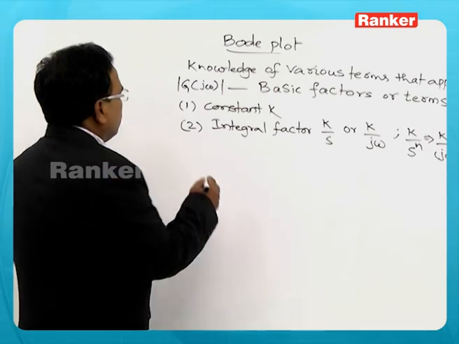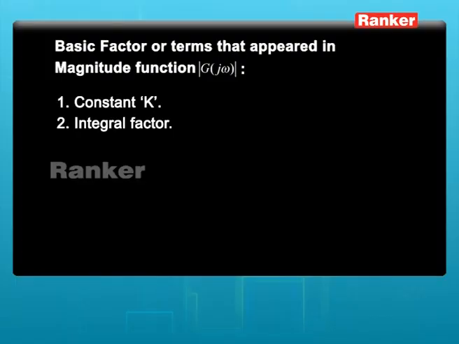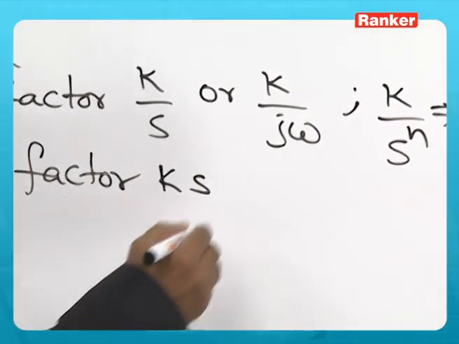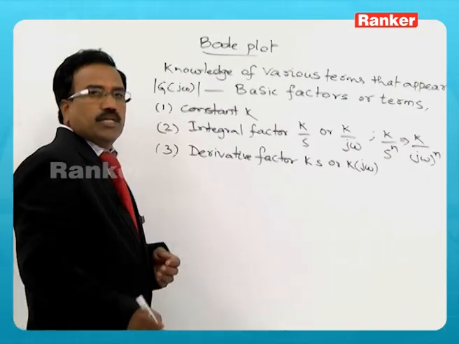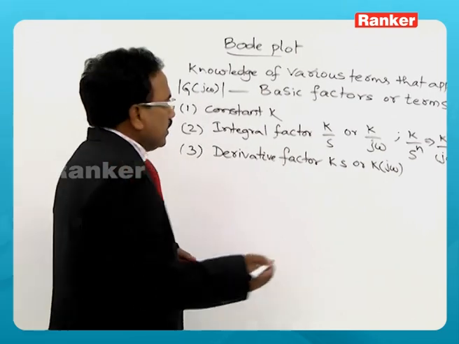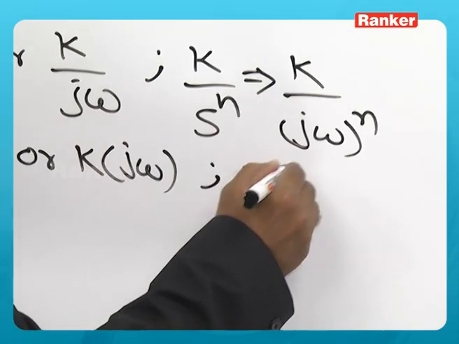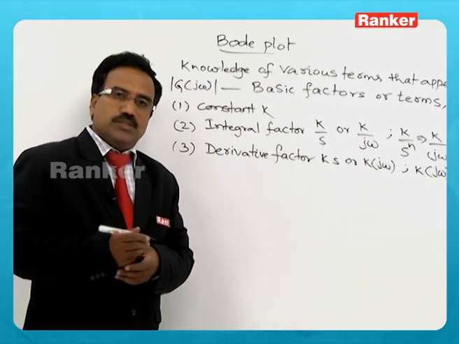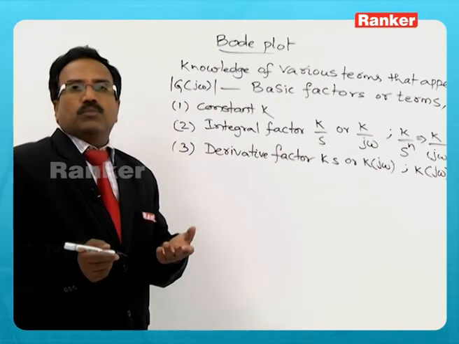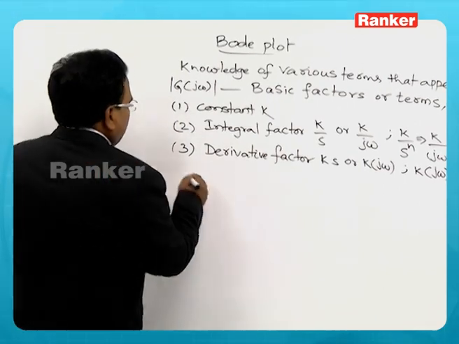So, if an integral factor exists in the given function, how to draw the magnitude plot and phase plot. Similarly, you may find a derivative term or derivative factor, means there is a 0 at origin along with k, say k times s, which is nothing but k into j omega. Similarly, if you have multiple zeros at origin, then it may be k into j omega whole power n. So, if you have more zeros at origin, how to draw the magnitude plot needs to be seen.